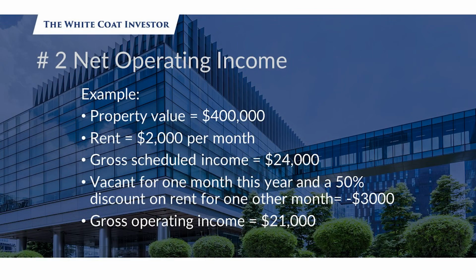So let's use an example. Let's say you have a $400,000 property. The rent is $2,000 per month or $24,000 per year. This is gross scheduled income. But this year, the property sat vacant for 1 month and you gave a 50% discount on rent for another month. So your gross operating income was actually $21,000 per year, not $24,000 per year.